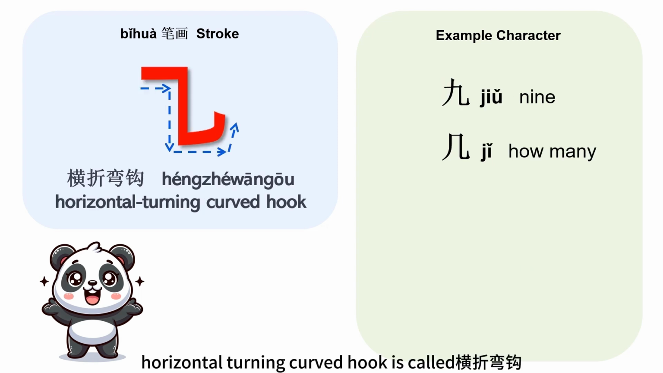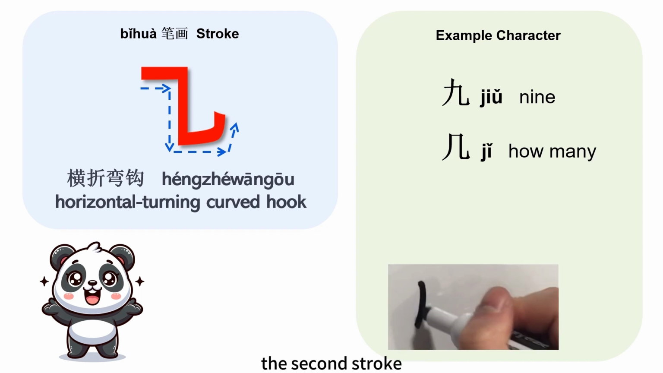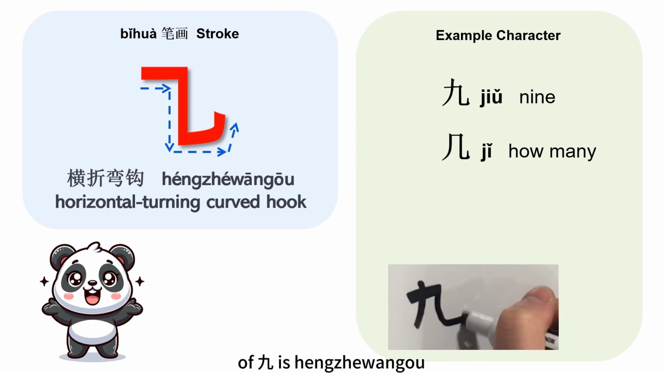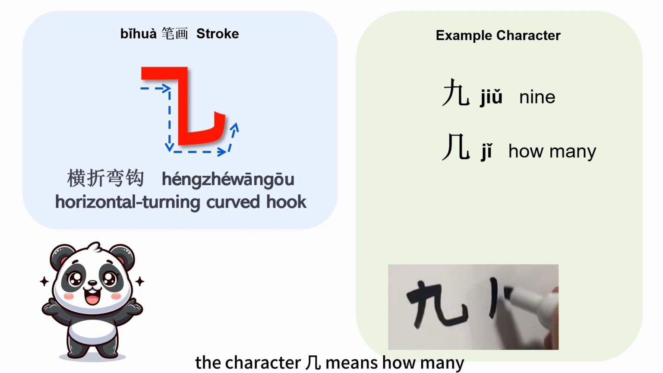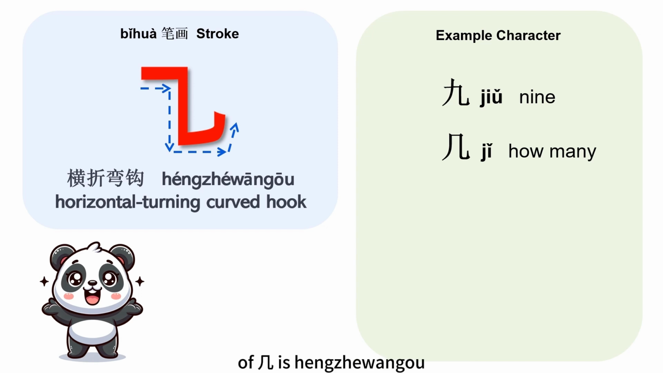The stroke horizontal turning curved hook is called 横折弯钩. 横折弯钩. It's written from top to bottom, left to right. The character 九 means 9. The second stroke of 九 is 横折弯钩. The character 几 means how many. The second stroke of 几 is 横折弯钩.